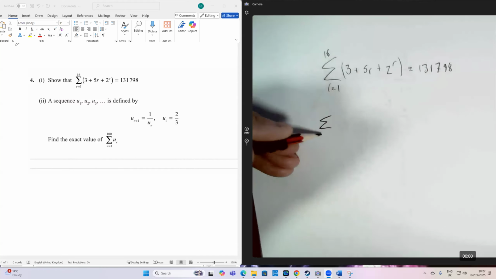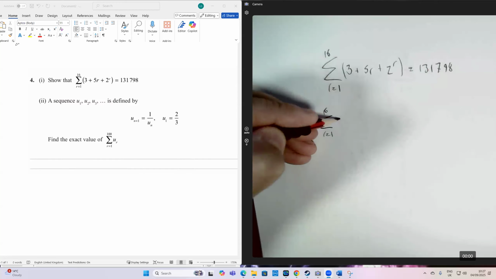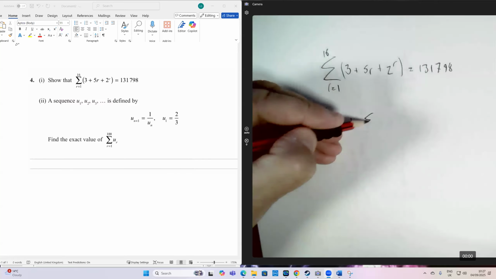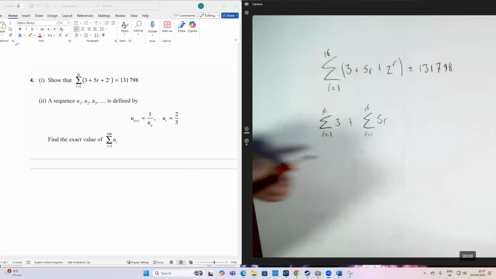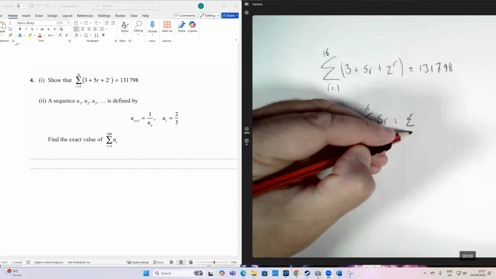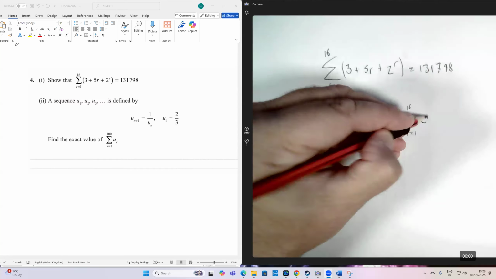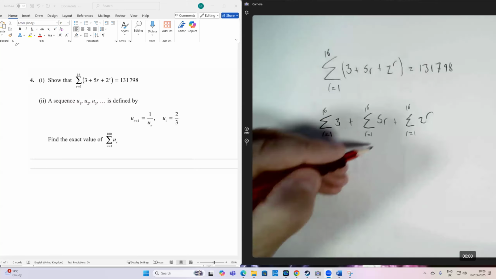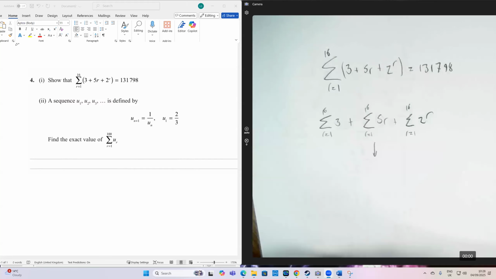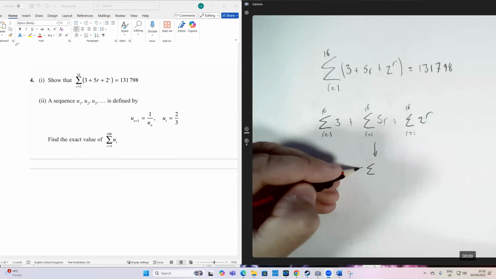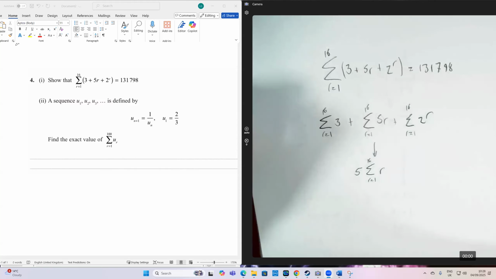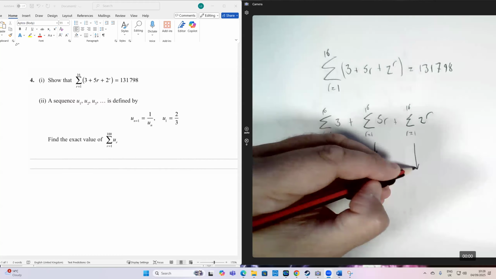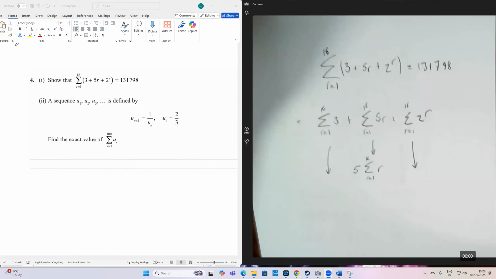Okay, so what I like to do with this one is break it up into three sums. So we can think of this as the summation from r equals 1 to 16 of 3, add the summation from r equals 1 to 16 of 5r, add the summation from r equals 1 to 16 of 2 to the r. And further to that, you can actually take a constant outside a summation. So you can think of this as 5 times the summation from r equals 1 to 16 of r. So let's break these down and work out what these three separate bits are, dealing with each bit separately.